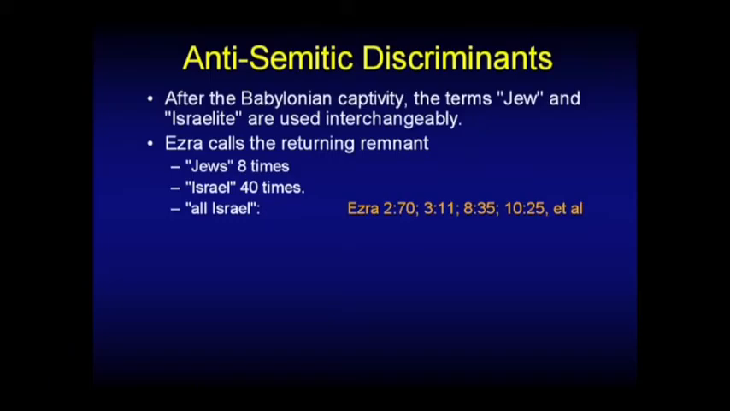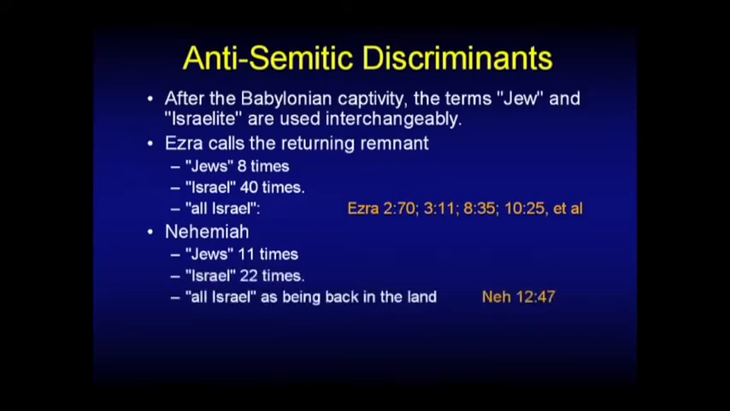He calls them all Israel in another verse. Nehemiah calls them Jews 11 times, calls them Israel 22 times, all Israel being back in the land in Nehemiah 12:47. In other words, these terms are not discriminatory the way some people try to make them. You want to be on your guard for that. That implies when you hear someone start to do that, they have an agenda.